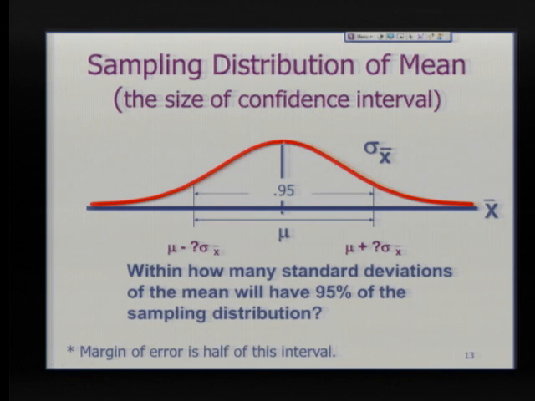Okay? Then once I found that, that will be the size of the confidence interval. So the size of the confidence interval is actually from the sampling distribution of the mean. Okay? So what will be the size of this confidence interval if you do a 95% confidence interval?